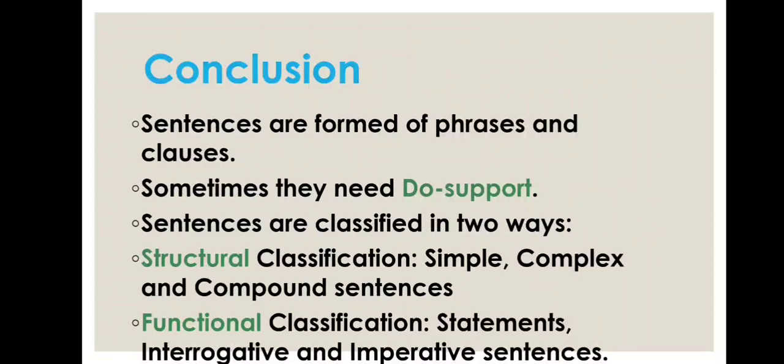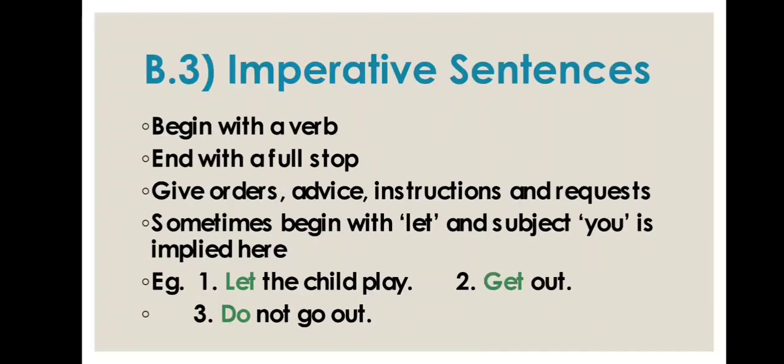Sentences are formed of phrases and clauses. Sometimes sentences need do support. Sentences are classified in two ways: structural classification, which includes simple, complex and compound sentences. And the second group is functional classification, which again has three subtypes: statements, interrogative sentences and imperative sentences. So this is all the information about sentences.